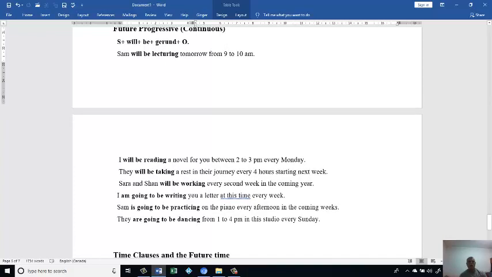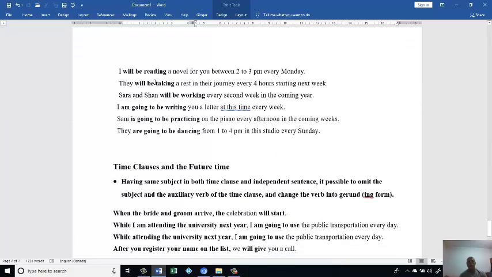Or you could say, I will be reading a novel for you between 2 to 3 p.m. every Monday. They will be taking a rest in their journey every 4 hours starting next week. Sarah and Shan will be working every second week in the coming year.